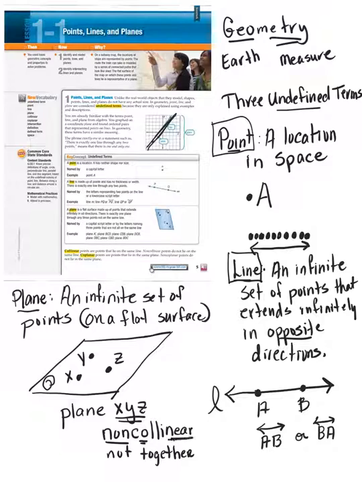And you see the word line in there, not together on the same line. Collinear points are together on the same line. Non-collinear points are not on the same line.